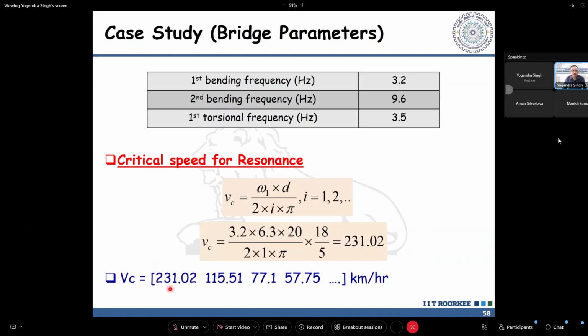So 231 kilometer per hour is the primary resonance, and the secondary resonances will occur at smaller speeds, and these speeds will be just half or one third, in a multiple of what we have as the primary speed. So half of this, one third of this, and one fourth of this, and so on. But the peak response under these speeds will go on reducing. Although a peak will be observed, this peak of response may be well within limits. Problem is there when we are having this primary resonance.